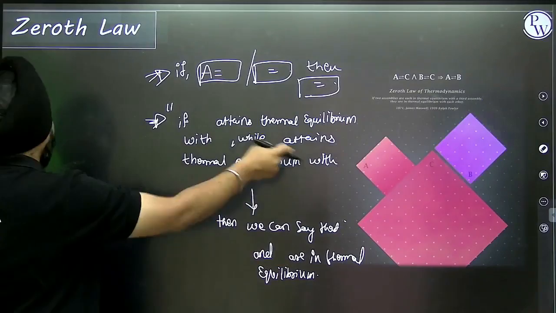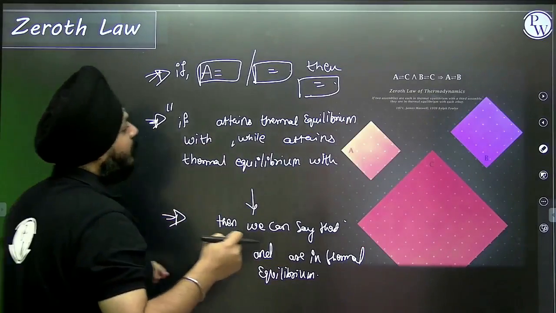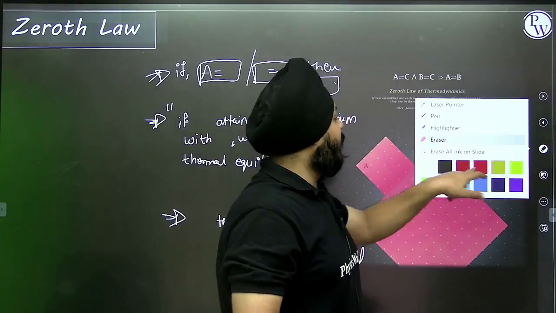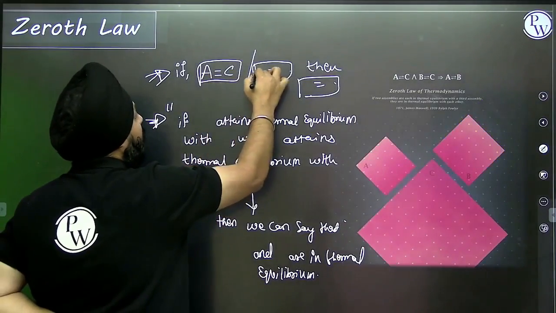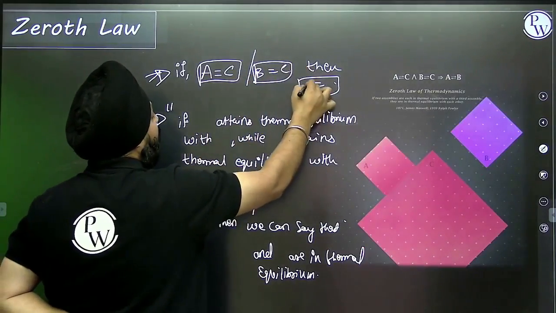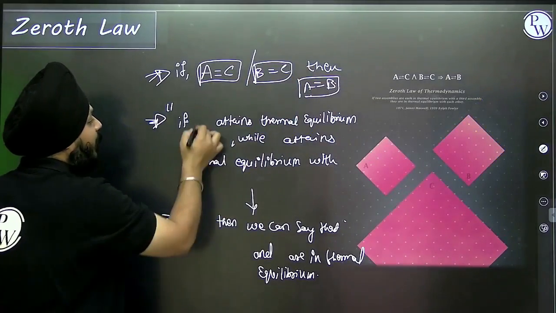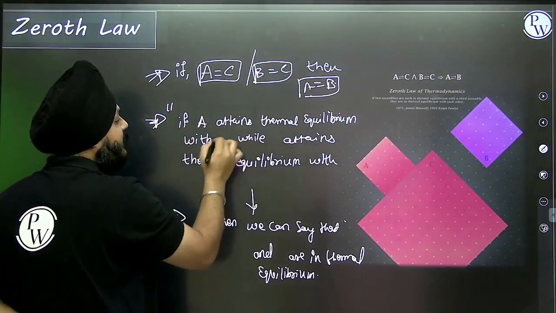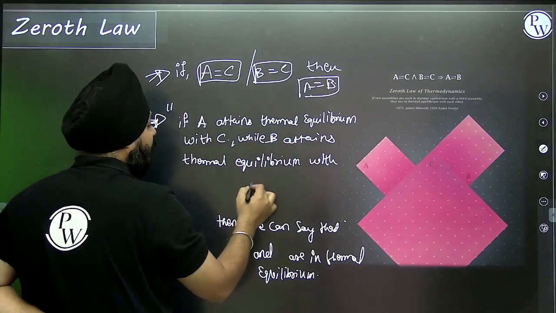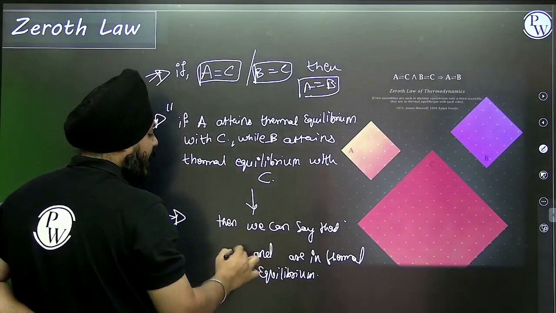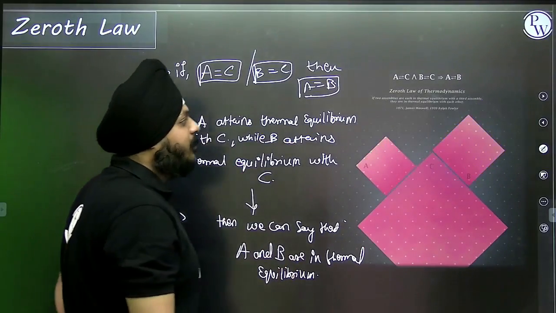See, here C is an intermediate element. It is saying that if A is with C, and B is with C, then A is with B. If A attains thermal equilibrium with C, while B attains thermal equilibrium with C, then we can say A and B are in thermal equilibrium with respect to each other.